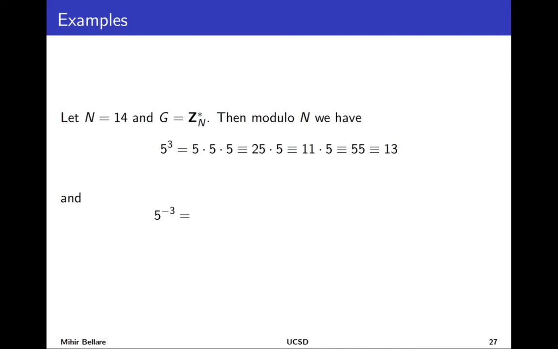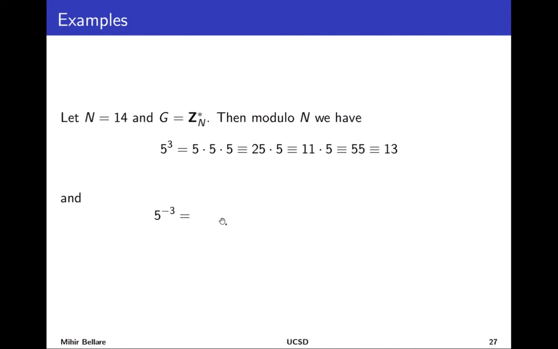But we could also use some of our tricks. Our tricks tell us that we can reduce the 25 right away. 25 mod 14 is 11. And then continue. And then we get 11 times 5 is 55. And 55 mod 14 is 1. It's been written with these equivalent signs. These mean that these numbers are equal modulo 14.